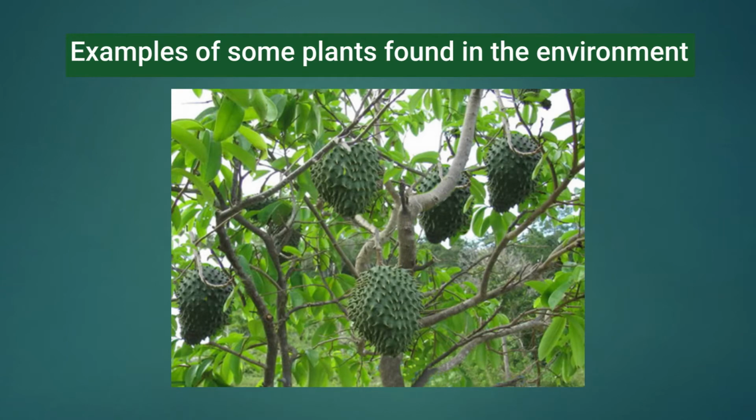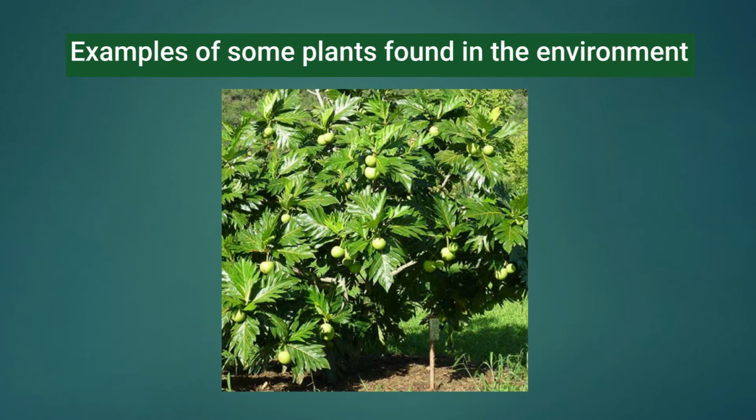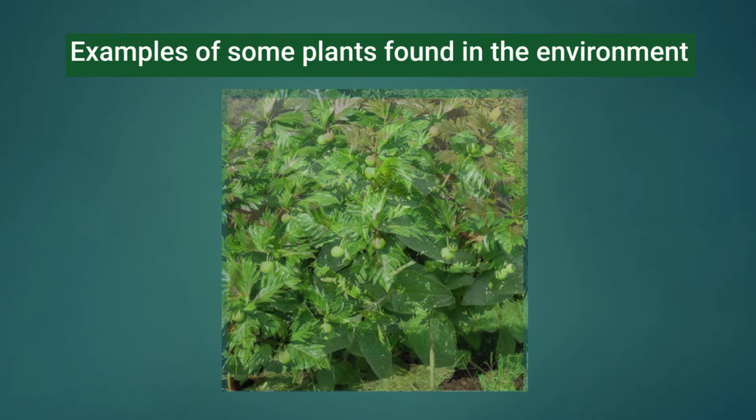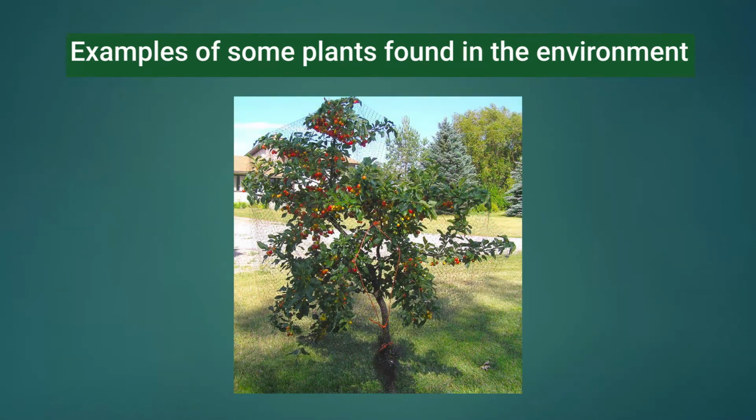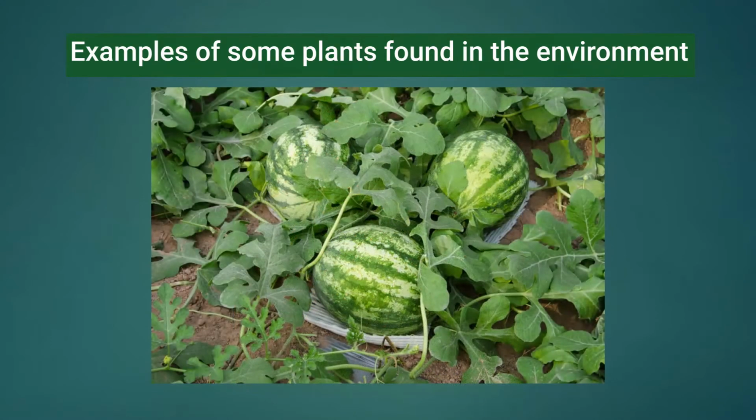We have soursop. This is a lovely soursop plant. Did you see it? Yes. And here we have the breadfruit plant. And then we have something called black sage across here. Black sage we used to make tea. Good. Then we have the cherry plant. Now you know cherry is very important. Then we have the watermelon plant that is running there, and all sorts of plants.